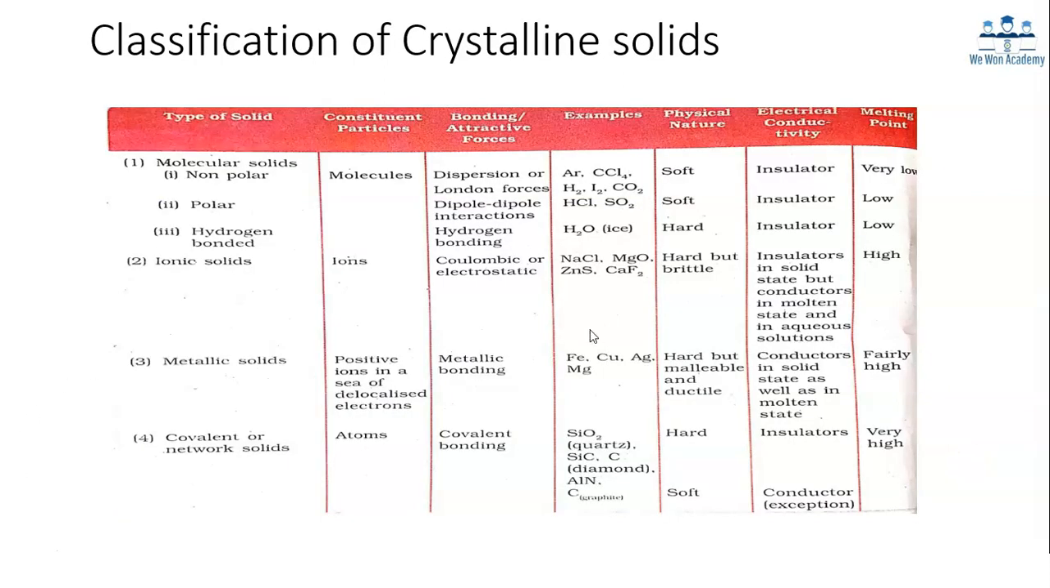Now we will classify the crystalline solid. In this we have four types. First is molecular solid, second ionic solid, third metallic solid, and fourth covalent solid. So first we will go through molecular solid. In this, the constituent particles are molecules, and it has three more types: non-polar, polar, and hydrogen bonding.